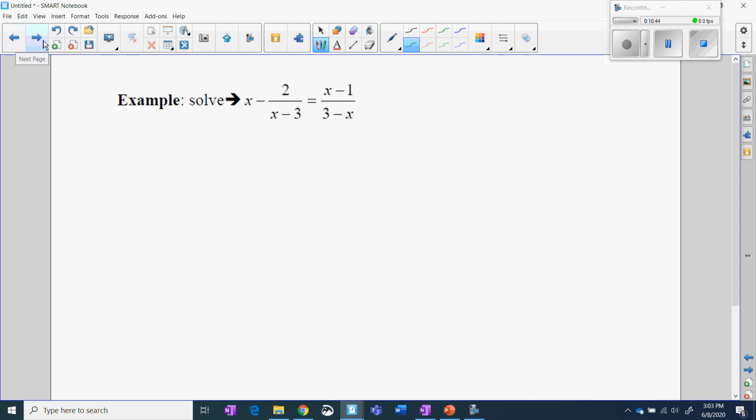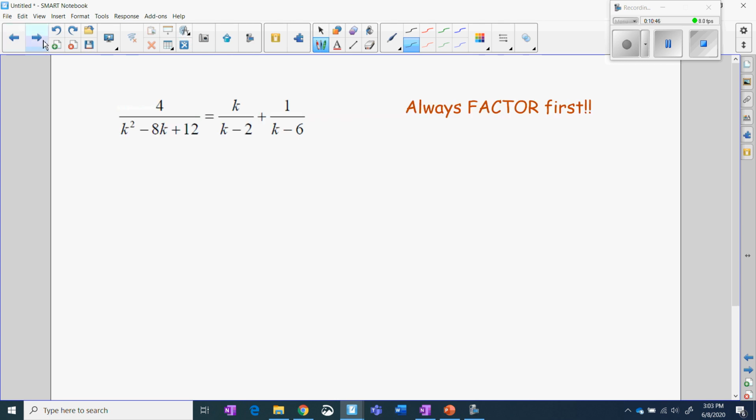Skip that one for today. All right, so here's one where these two are nice, already factored linear factors, but this is something that will factor. You should always, always factor first anywhere you can. So before I ever get into anything, I'm going to factor this, and it will be k subtract 6 and k subtract 2, because I want to get 12.